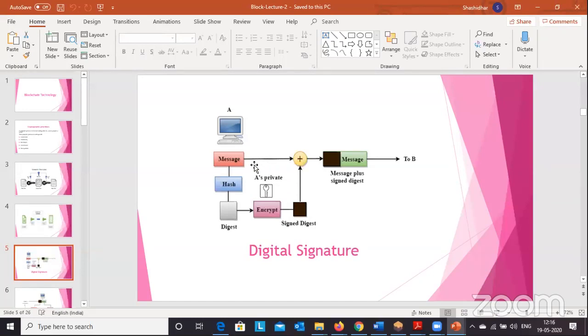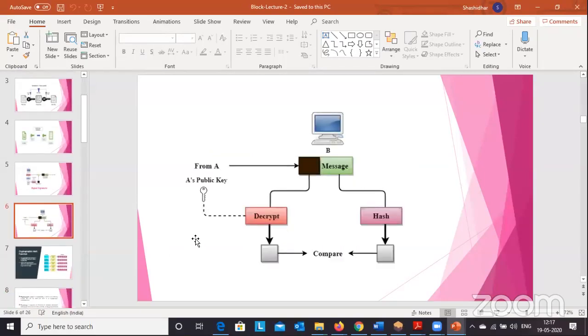Now the actual message and the digital signature are combined and transmitted across the channel. Here you can see the digital signature and the message, which are transmitted to the destination. This algorithm is known as the digital signature creation algorithm. Next slide, we have digital signature verification.